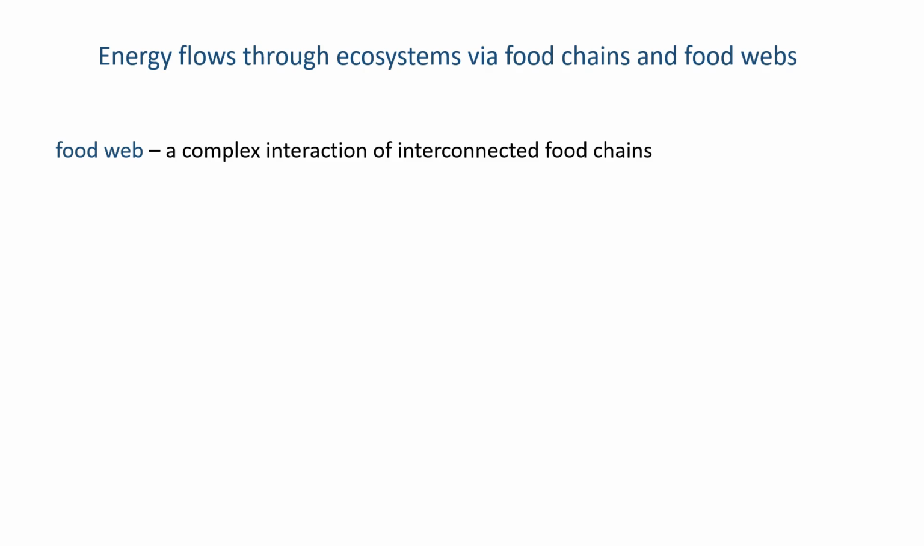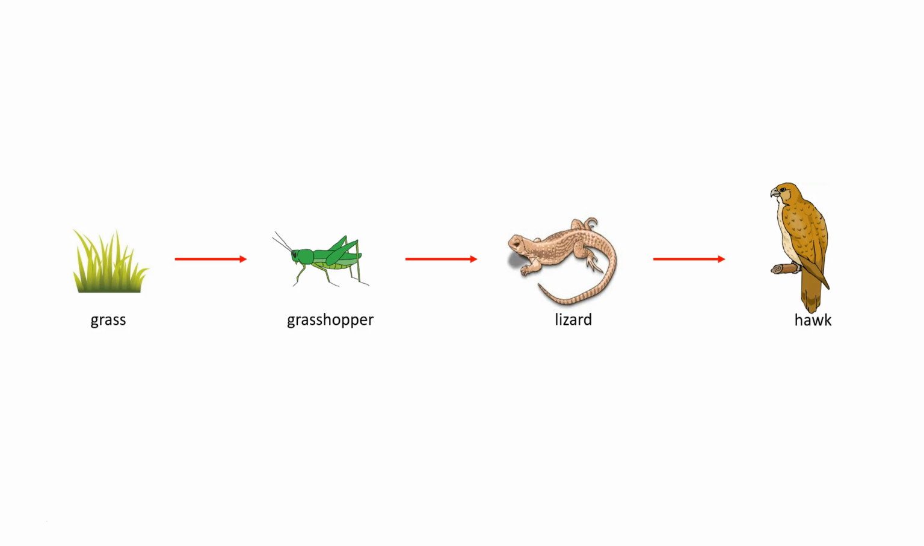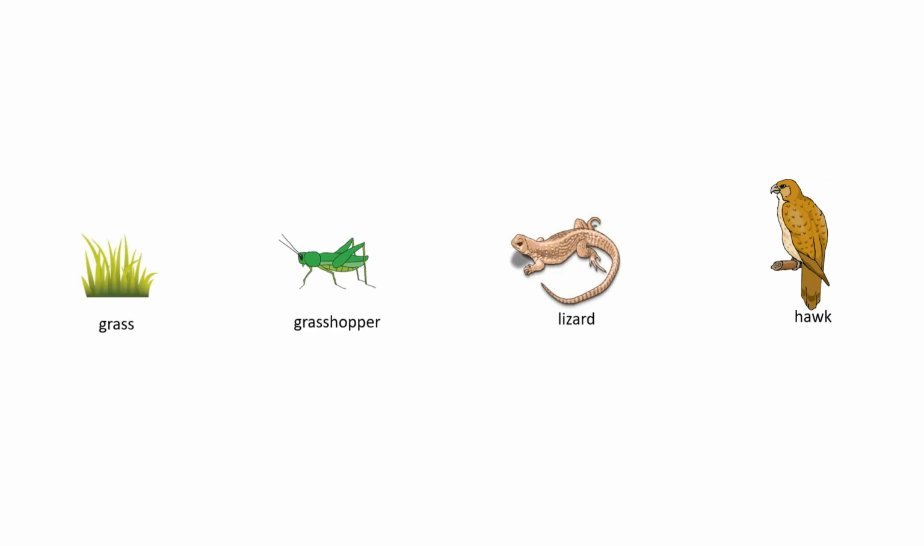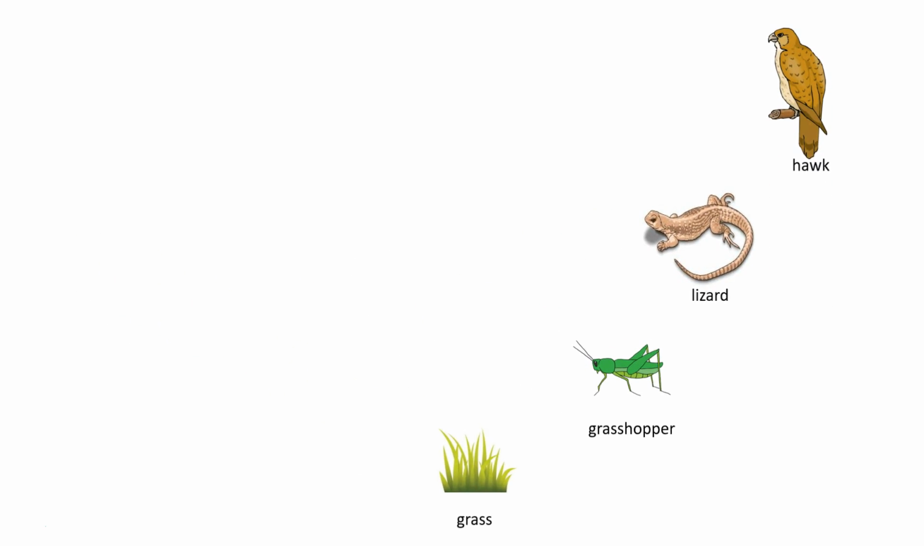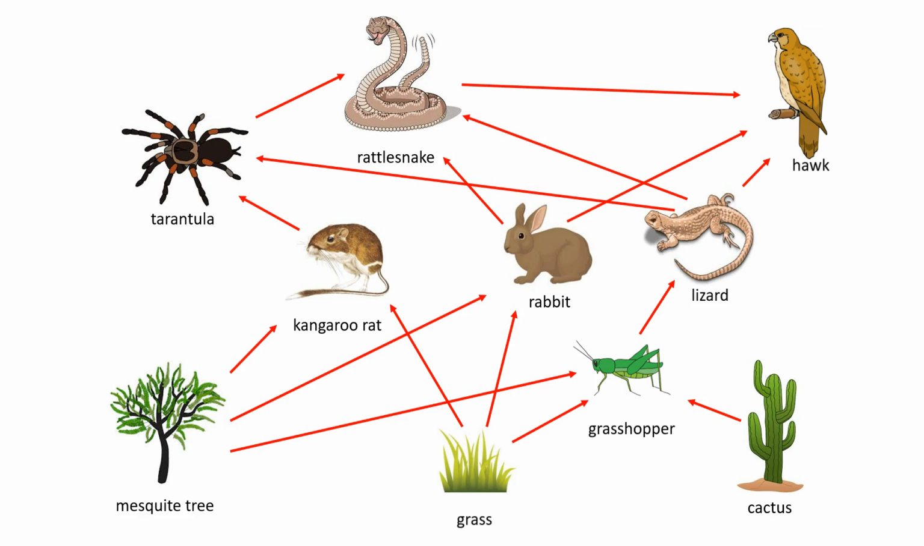A food web is a complex interaction of interconnected food chains, as seen in this desert biome. So we'll take what we had before and we'll add a few more organisms. And you can see here that each of these are connected and interconnected. I'll let you take a few moments to look at this before we move on. You might want to pause the video here and try to identify the various trophic levels that exist in this biome.